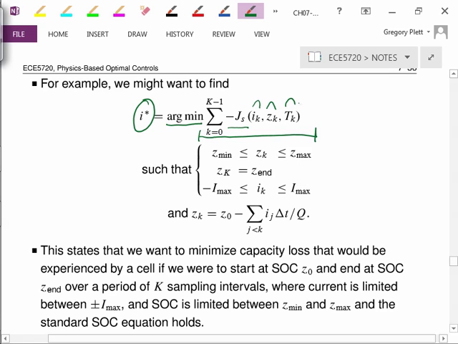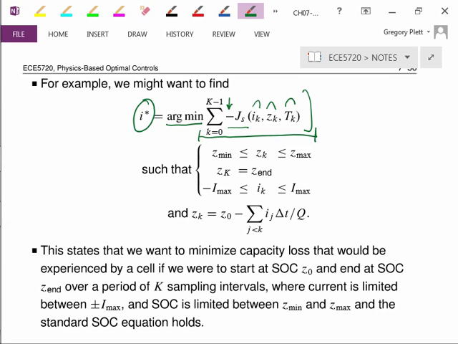Remembering that for lithium loss the flux was negative, I need to multiply it by -1 to get a positive lithium loss, to get something positive that I want to minimize rather than something negative I want to maximize. So basically just reading this, I want to find the vector of current versus time that minimizes the total lithium lost when I'm charging this cell.